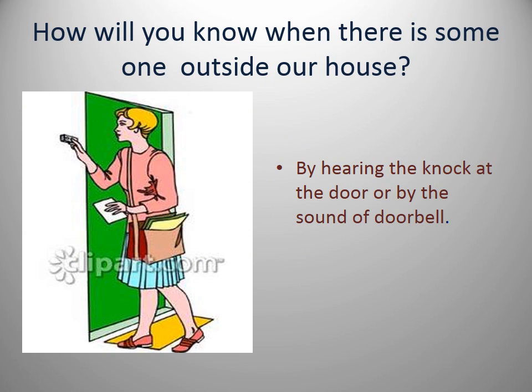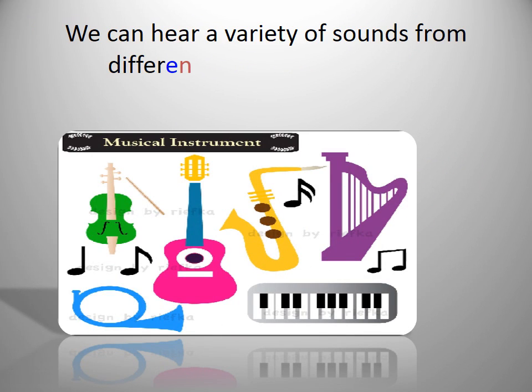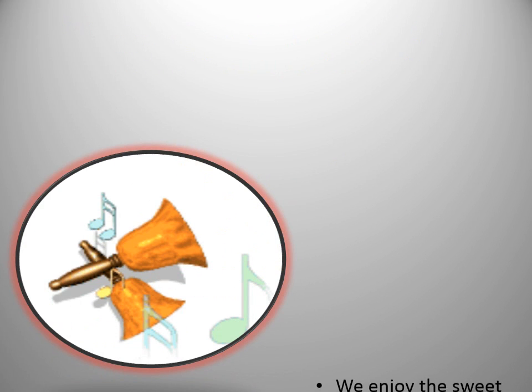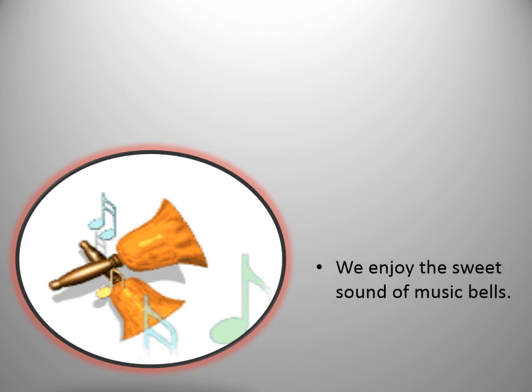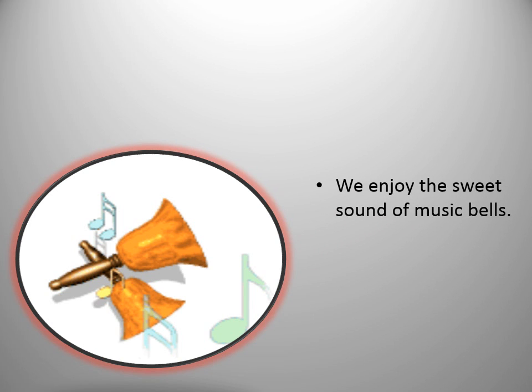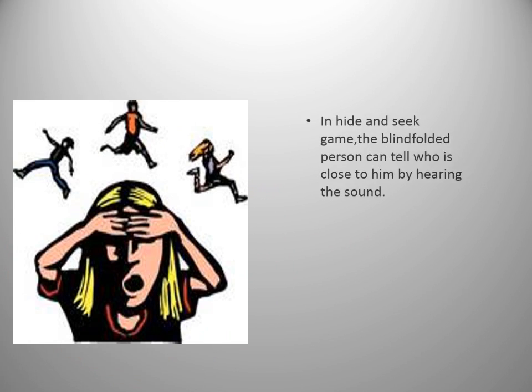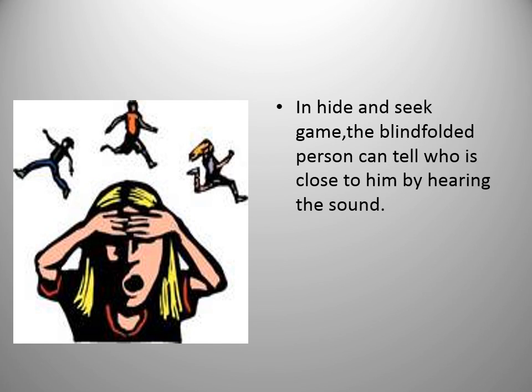How will you know when there is someone outside our house? By hearing the knock at the door or by the sound of the doorbell. We will know that there is someone outside our house. We can hear a variety of sounds from different musical instruments like guitar, violin, keyboard, etc. We enjoy the sweet sound of music bells. In the hide and seek game, the blindfolded person can tell who is close to him by hearing the sound.